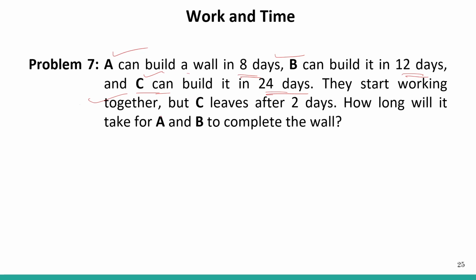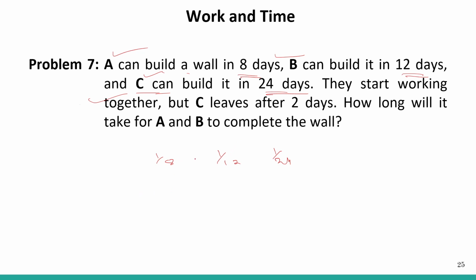A has a work rate of 1 by 8, B has a work rate of 1 by 12, and C has a work rate of 1 by 24. So they start working together, but C left after 2 days. So how long will it take for A and B to complete the wall?